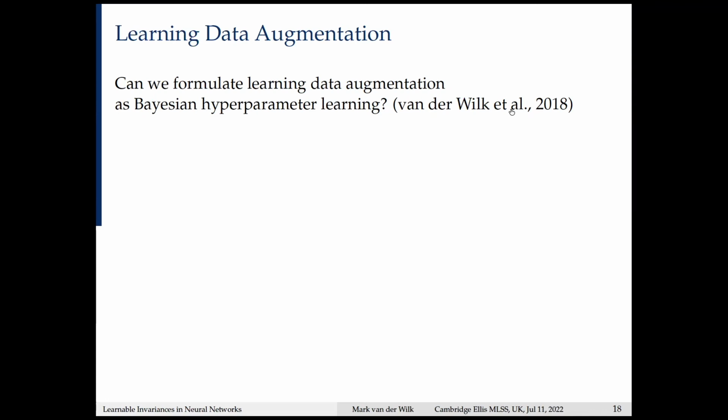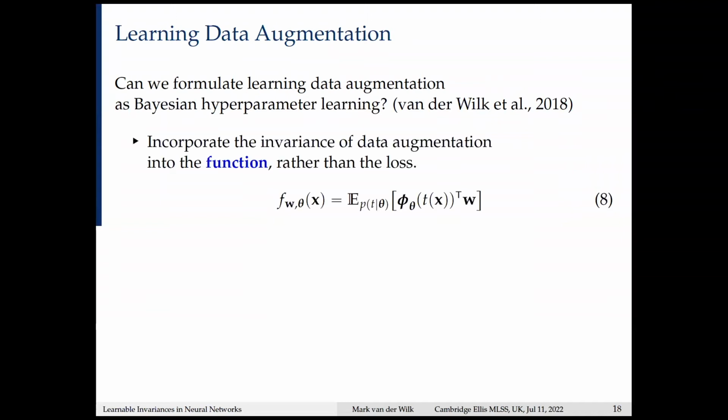Back in 2018, I had a paper that did this in Gaussian processes, where we came up with a Bayesian interpretation of data augmentation. The key idea in that paper was to see data augmentation as an invariance that you incorporate in the function that you're trying to learn, rather than a change to the data set. And basically, to cut a long story short, it's a different parameterization of the function that you're trying to learn.